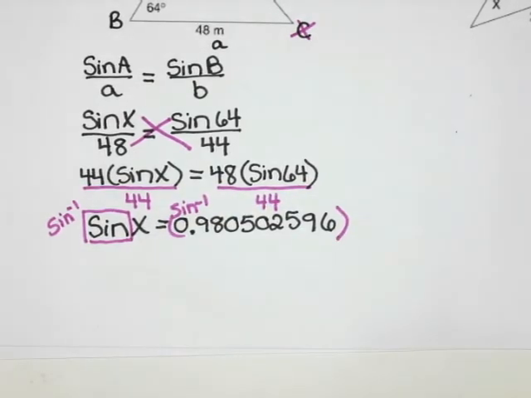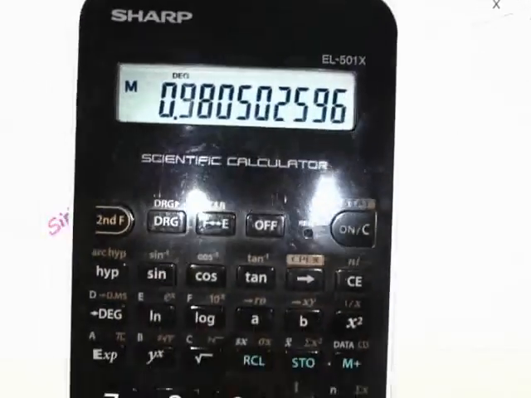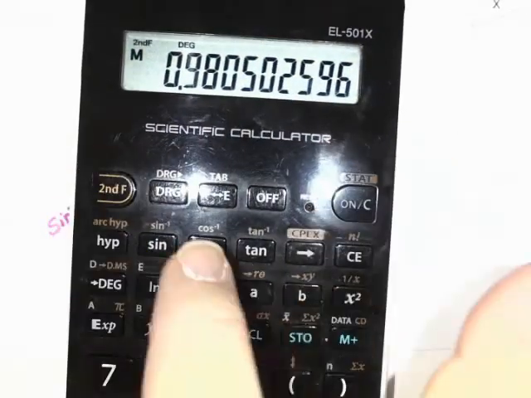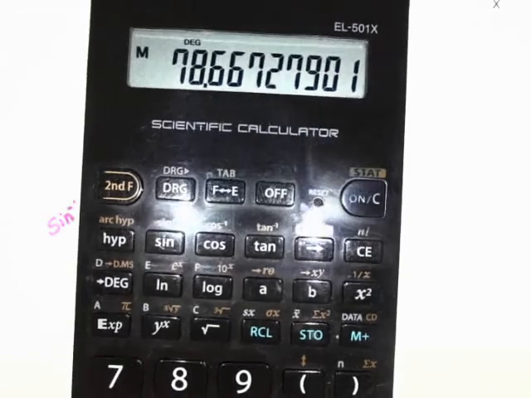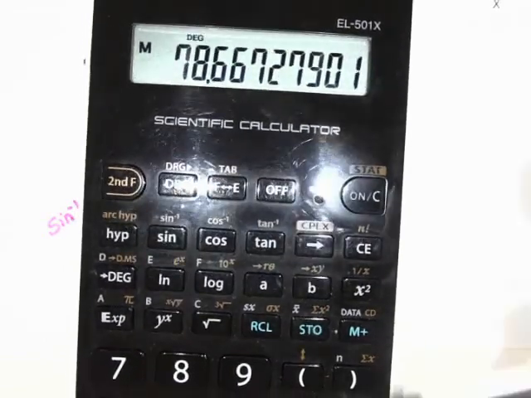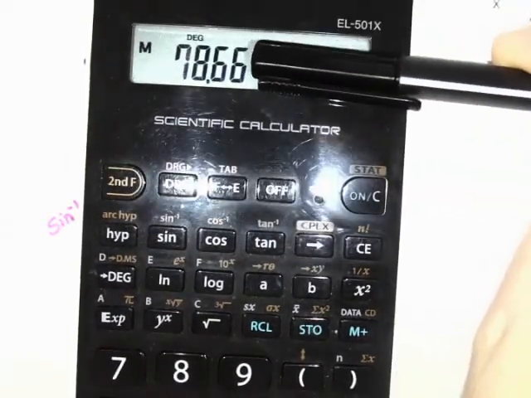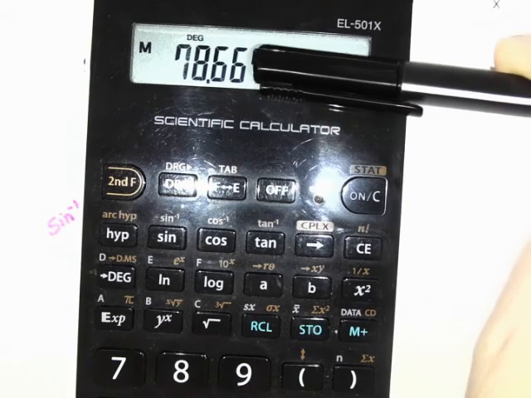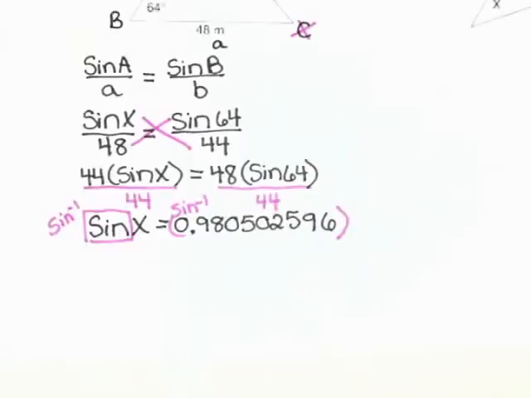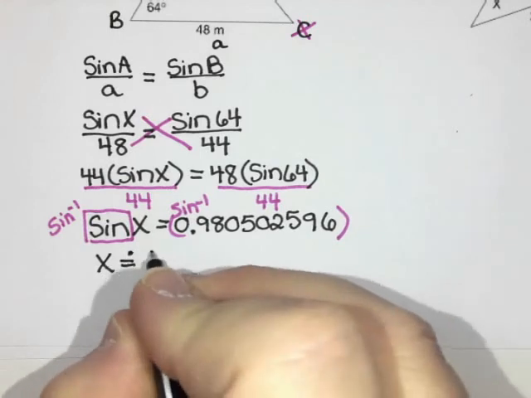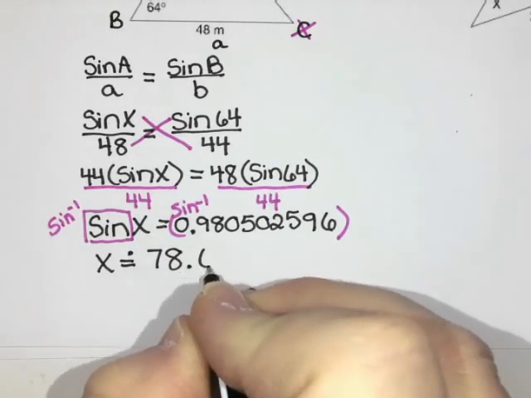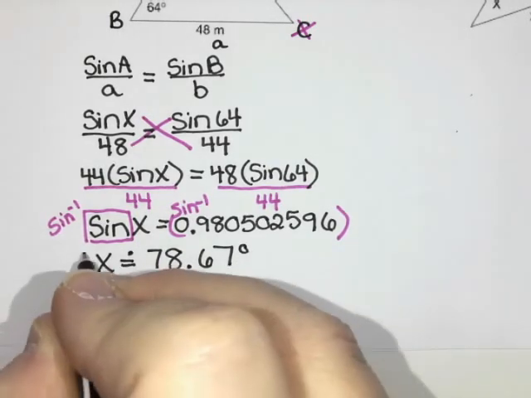So I'm going to do the inverse sine of both sides. That means on my calculator, I'm going to do shift or second and then sine. If you have one where you see what you type in, just hit equals and it should give you your answer. So I have 78.66. The next number is a 7. That's going to push that up, so that's going to become 78.67. So x equals approximately 78.67, and it's an angle, so degrees.